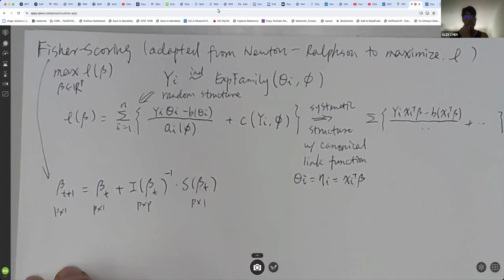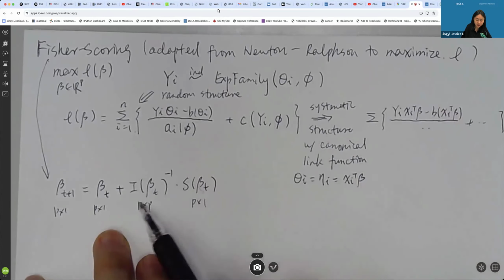Isn't it just the gradient? Gradient of what? Of beta? You need to define the function and then its gradient, right? It's the thing we want to maximize. Log likelihood, I see. Log likelihood, yes. Good, thank you for the answer.